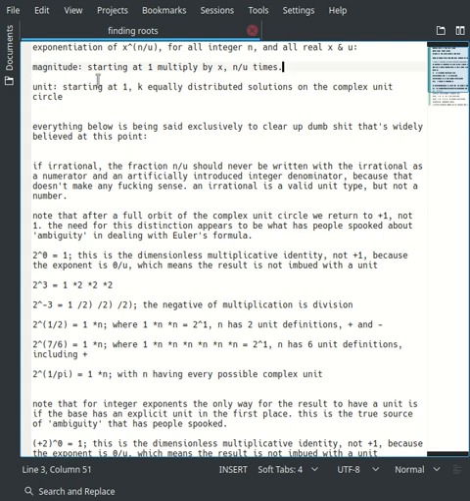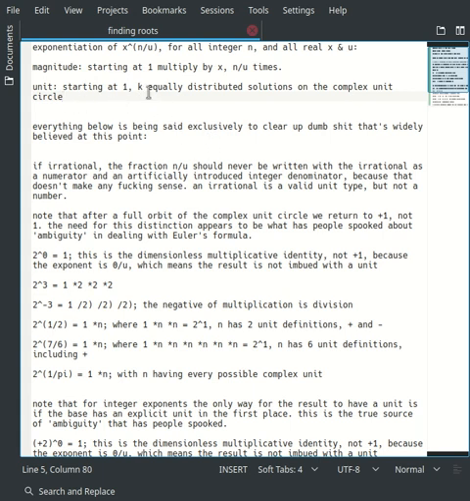Okay, so first off, the magnitude. Starting at 1, we multiply that by x, n on u times. And I've shown before that that works in all cases. The unit, this is the part that was missing previously from my account, and is apparently missing from everyone else's account too. So, yeah.